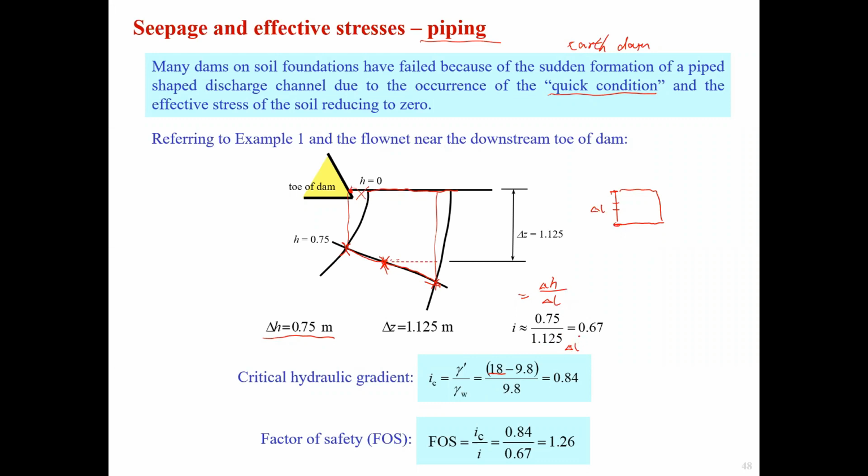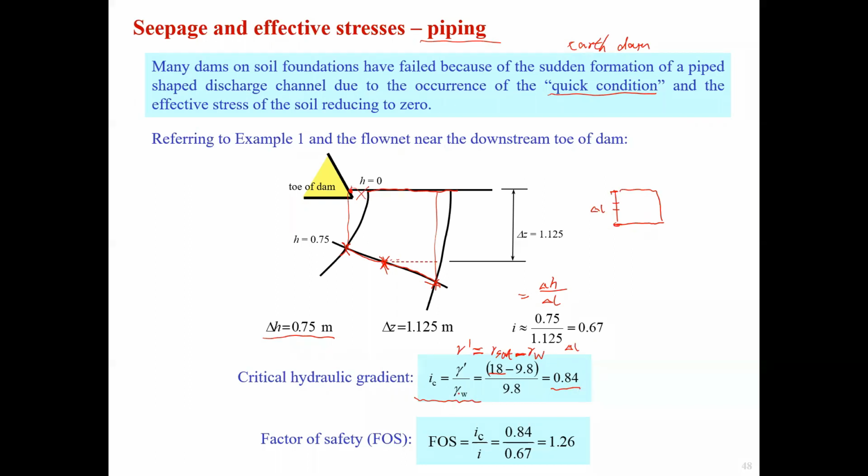So therefore, the critical hydraulic gradient, i_c, here we have one definition. i_c equals the submerged unit weight of soil divided by the unit weight of water, because we know the saturated one, gamma_sat minus gamma_w. That's the submerged unit weight of soil, or effective unit weight of soil, it's the same. So that's the difference of 18 and 9.8, and we get the ratio of 0.84.